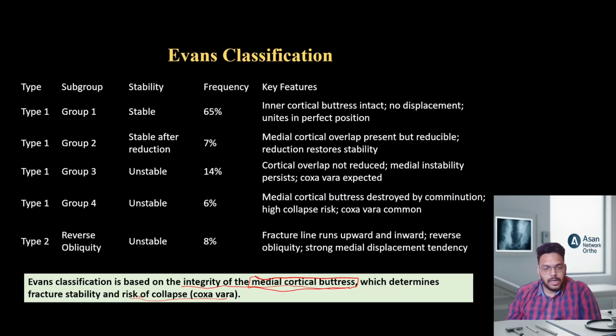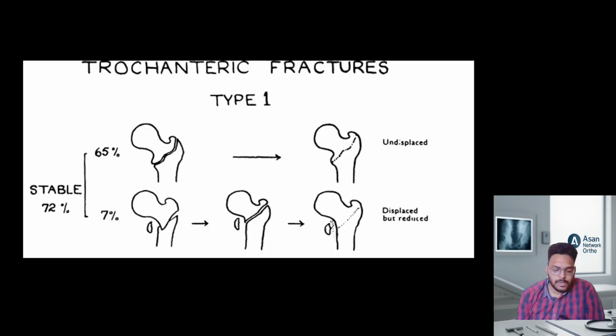Okay, in the first 4 groups of type 1, group 1 and group 2 are the only stable fractures. There are only 2 stable patterns of fracture in Evans classification. The remaining 3, group 3 and group 4 in type 1 and the type 2, these 3 are unstable fractures. In type 1, if it is an undisplaced fracture, it is a stable fracture. If it is displaced, but it can be reduced, it is still stable.